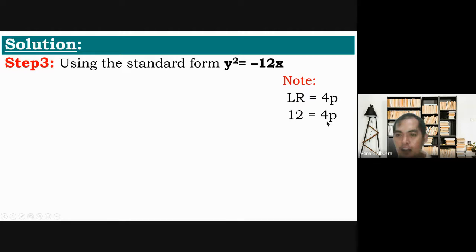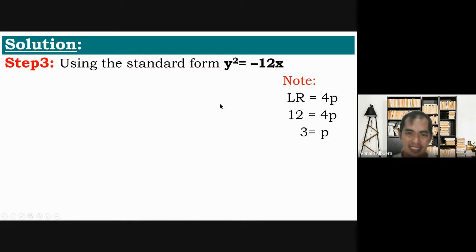To solve for p, you just divide it by 4. 4p divided by 4 is p. 12 divided by 4 is 3. So therefore, that's the value of P. Or simply, i-divide mo lang yung coefficient ng nasa right side by 4. 12 divided by 4 is 3. That's the focal length. At yan na ang focus natin.